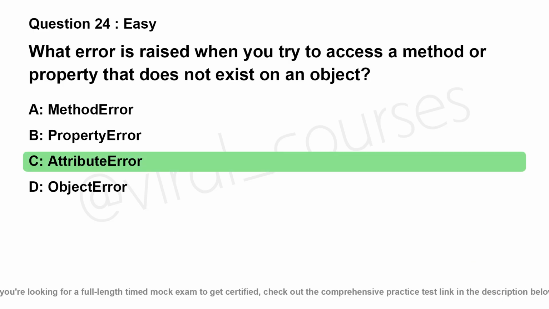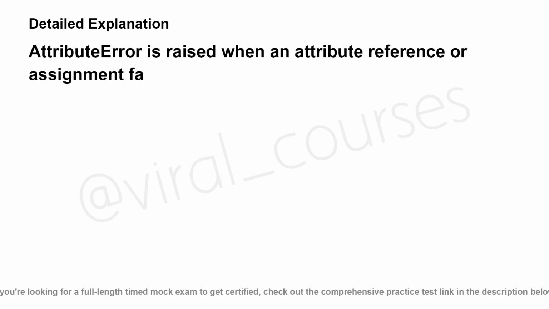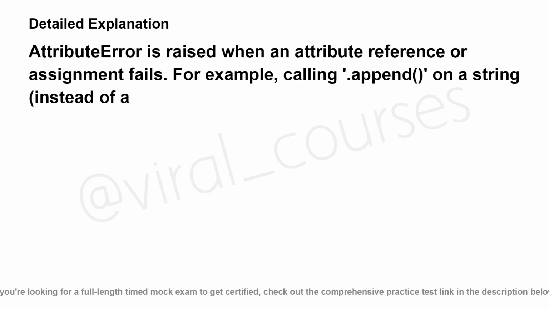The correct answer is C. AttributeError is raised when an attribute reference or assignment fails. For example, calling append on a string instead of a list will trigger an AttributeError.